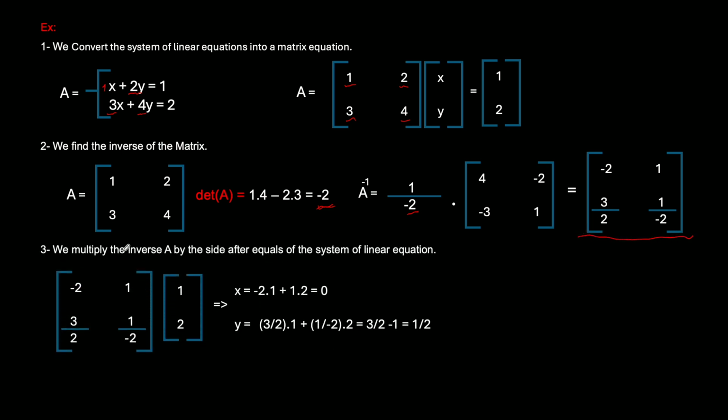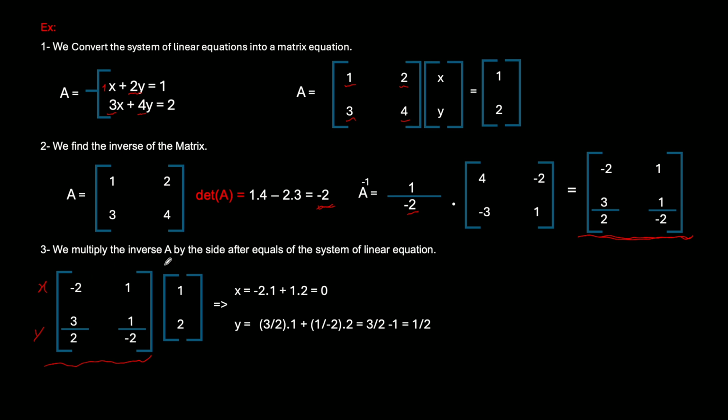Then we multiply the inverse A by the side after equals of the system of linear equations. Basically what we do is we take our inverse, this inverse, and we put it here. Okay? Then we multiply this inverse by 1 and 2. It is coming from here. You see? 1 and 2. Okay? So first row here is for x and second row is for y.